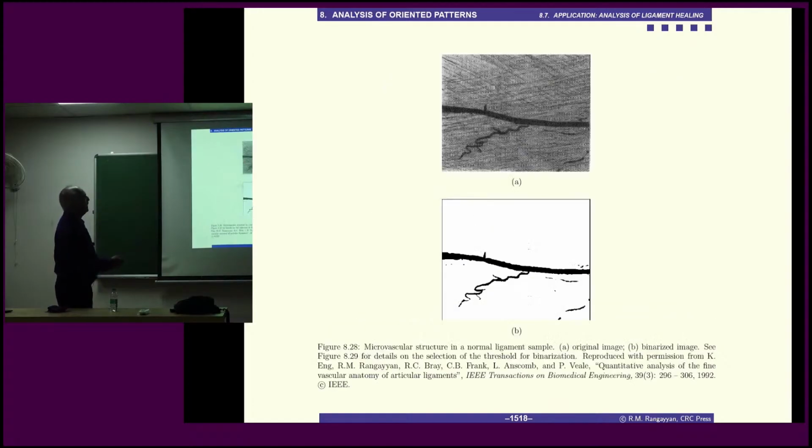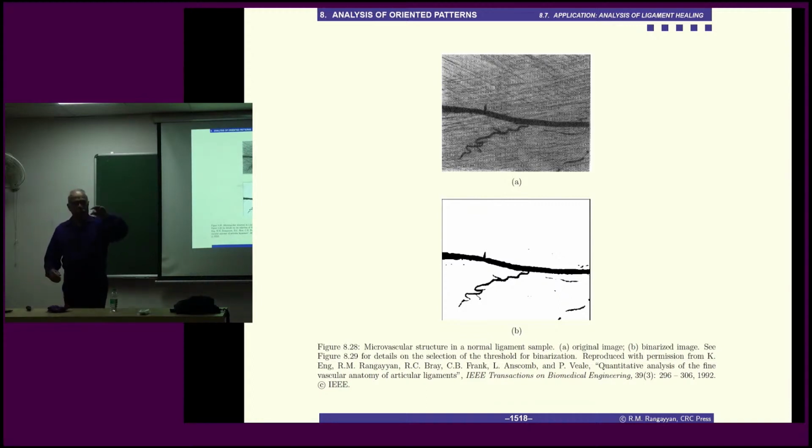I'll show the method here graphically. This is one of the original images. There is a lot of noise. The background is not white, but there is a lot of noise in the background. We want these black pixels, which are the blood vessels. After binarization, we get this with a few little other pieces, but those are not false. There is something there.